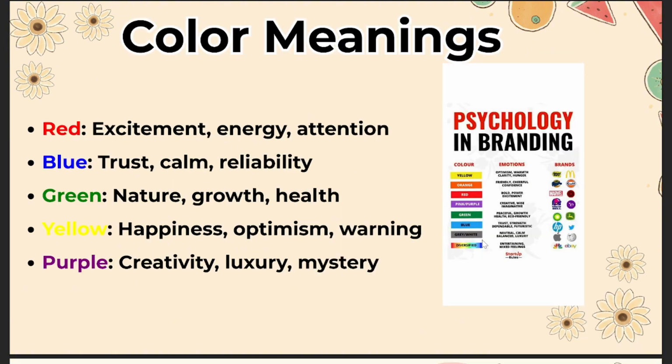Okay, now the color meanings. There's always a psychology behind every color you see. The color red means excitement, energy, attention. The color blue means trust, calm, reliability. The color green means nature, growth, health. And then the yellow means happiness, optimism, warning as well. The purple means creativity, luxury, mystery, a whole lot of colors with their own meaning.